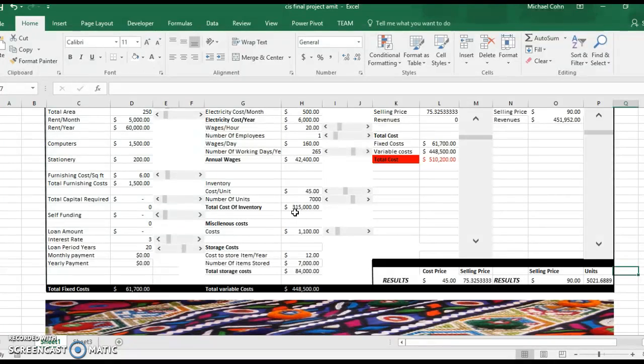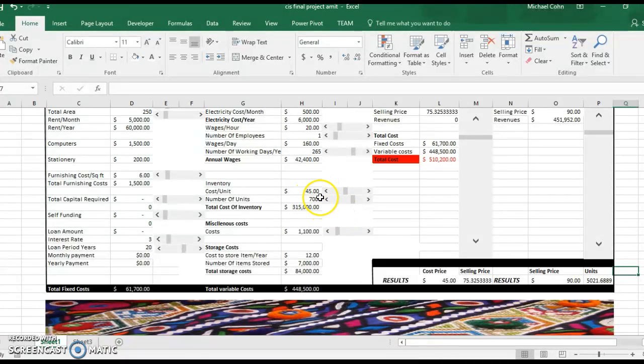$315,000. There are also additional miscellaneous costs which you might have to consider. So for the time being, I'm saying that's another $1,100. Again, these are completely adjustable, so she can adjust it to whatever cost she needs.